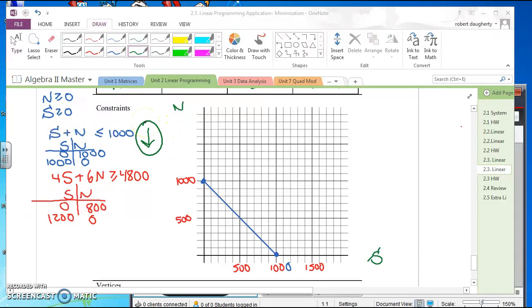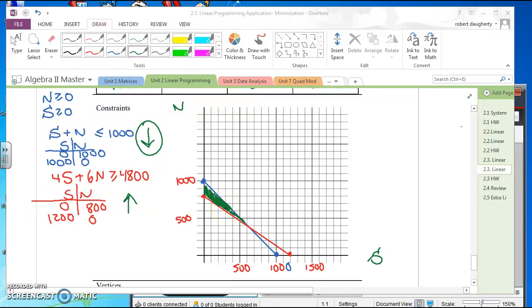And then if I look at the next line where I have 0, 800, that's right here, and 1200, which is right here. So if I connect those 2 points, and if I look at this one, remember I'm shading above that line. So I need to shade below the blue and above the red. If I shade in that area, that would be this, below the blue and above the red. So that's my feasible region.